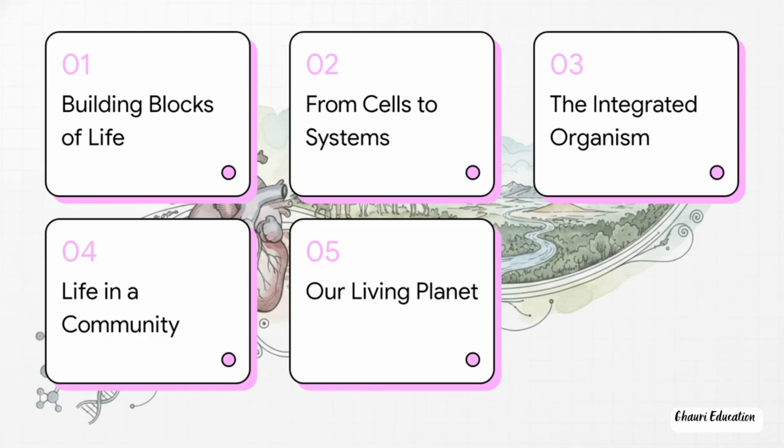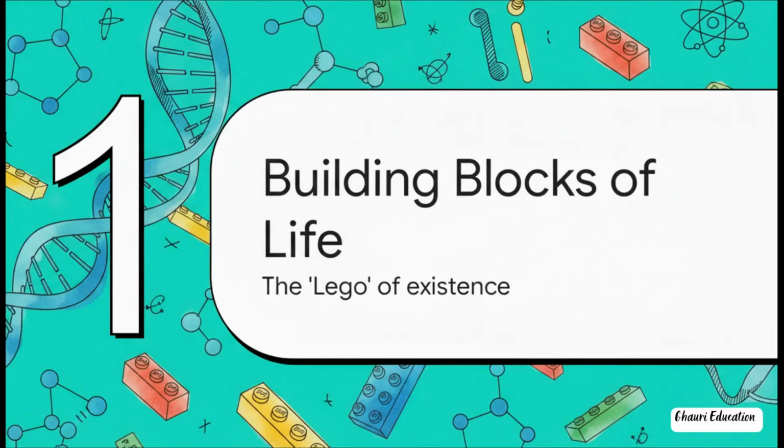We're going to move up through 5 key levels. Think of it like climbing a staircase of existence, and we'll see exactly how each step makes the next one possible. First up, we're starting at the absolute foundation. These are like the fundamental Lego bricks that are used to build every single living thing.